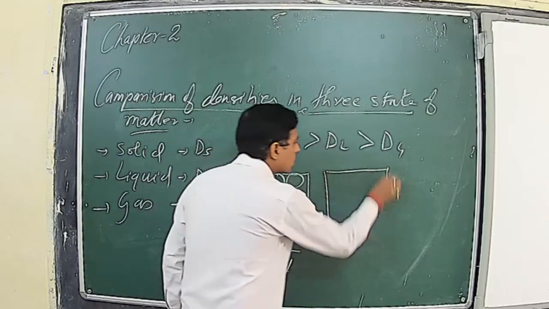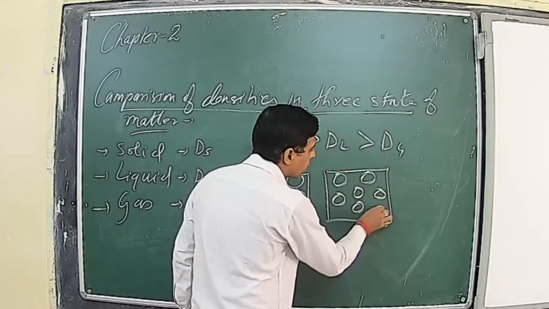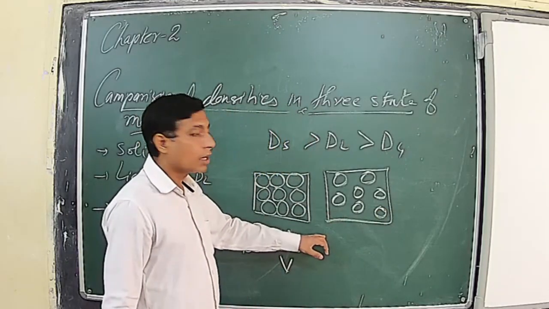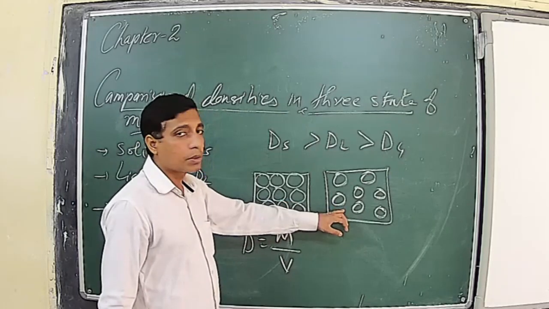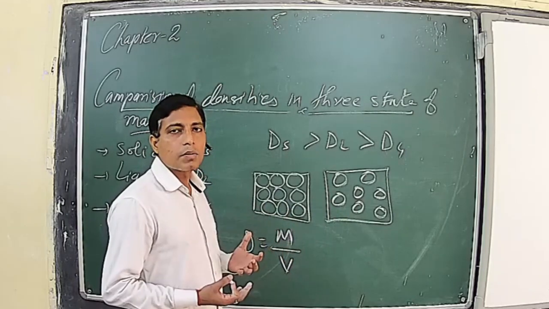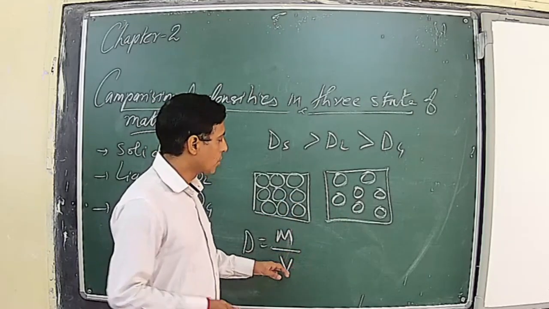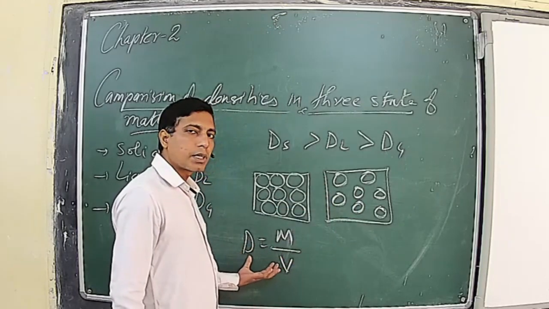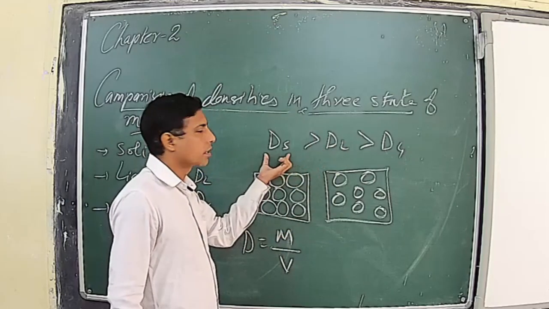Whereas in liquid, the molecules are loosely held by each other. It means the intermolecular force of attraction acting between them is comparatively less than in solid, and the spacing between them is more. So as a result, they hold a little less number of molecules as compared to the solid in a given volume. So the ratio of mass upon volume is coming less than what was coming in case of solid. So the density of liquid is less than the solid.